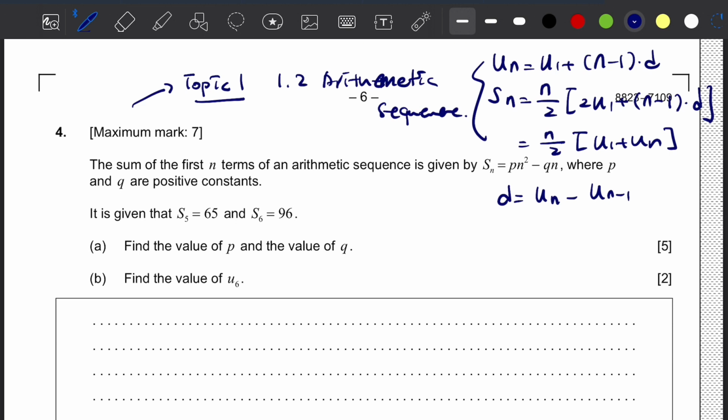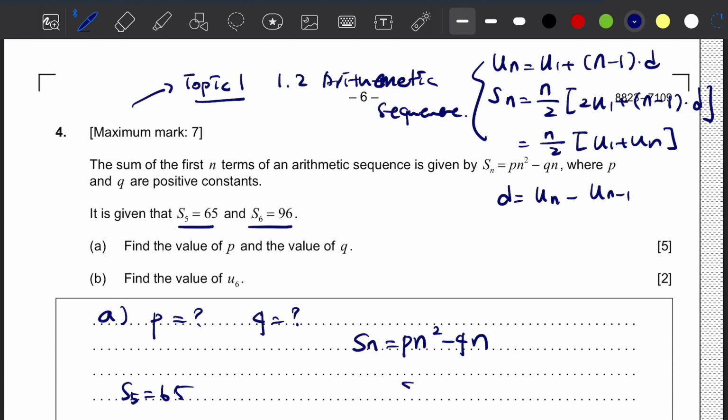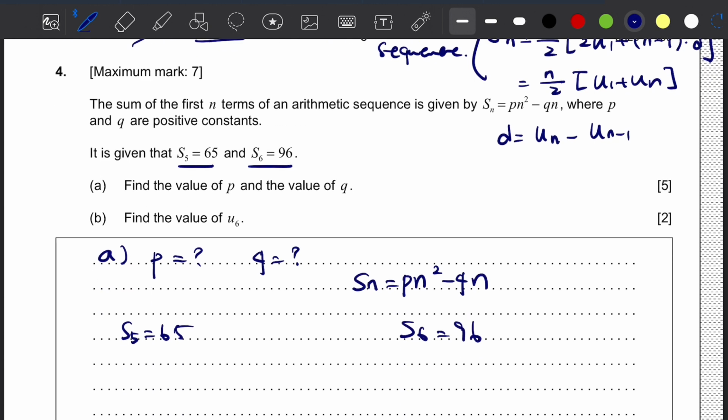Then question number 4: the sum of the first n terms of an arithmetic sequence is given by Sn equals Pn squared minus Qn, where P and Q are positive constants. It is given that S5 is equal to 65 and S6 is equal to 96. Question A, we need to find the value of P and the value of Q. From the question, we know that the sum uses the formula Sn equals Pn squared minus Qn, to calculate the values of S5 equals 65 and S6 equals 96.